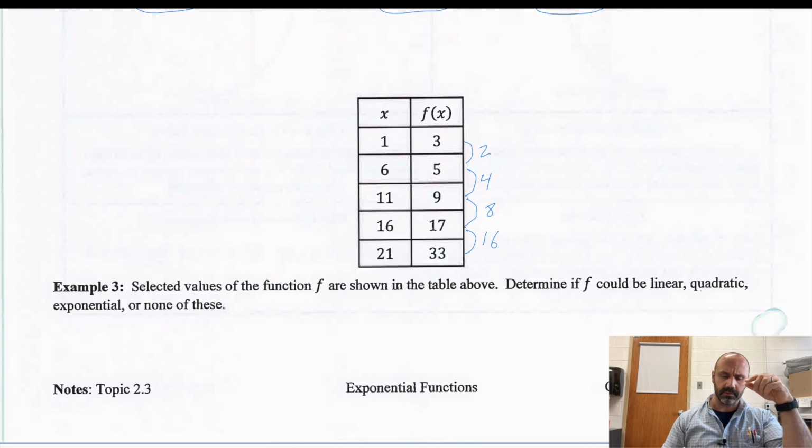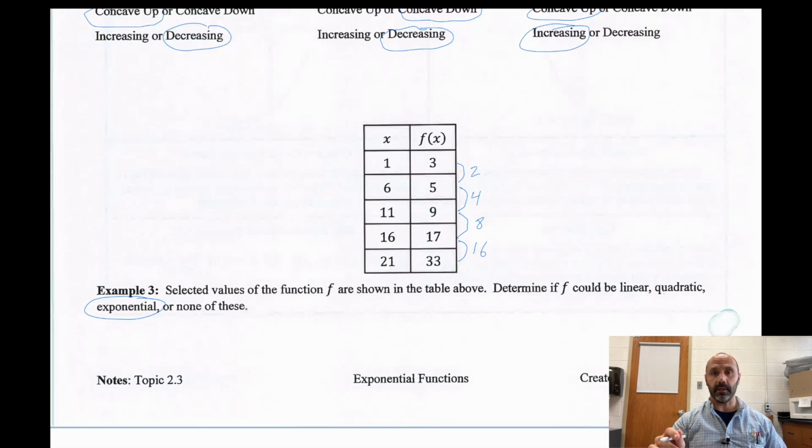Now, 5 is not 2 times 3, and 9 is not 2 times 5. But we are seeing that the differences are being multiplied. So this is actually an exponential function that's been translated. We're going to learn later on how to translate exponential functions vertically and horizontally, stretching, compressing, all that kind of thing. But for now, all we need to do is to be able to recognize that this is an exponential function based on the difference of the output terms. So simple lesson, nice and quick.